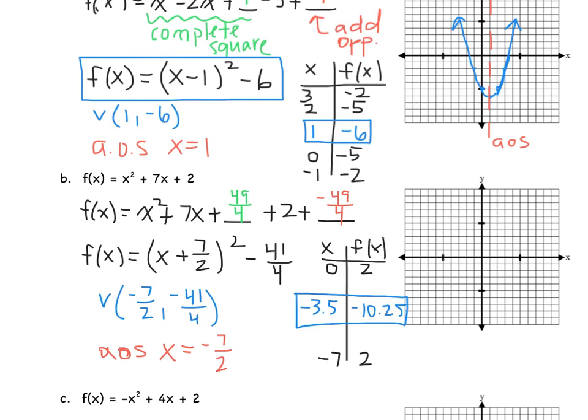Okay, so then honestly, those are probably good enough. So if we just go ahead and plot these points, we'll have a good idea of what this graph looks like. So we're at (negative 3.5, negative 10.25). So that puts us off the grid just a little bit, which is all right. Not the best scenario, but no big deal for now. And then (0, 2) and (negative 7, 2). And now we can go ahead and draw in the graph. And you can throw the axis of symmetry in there.